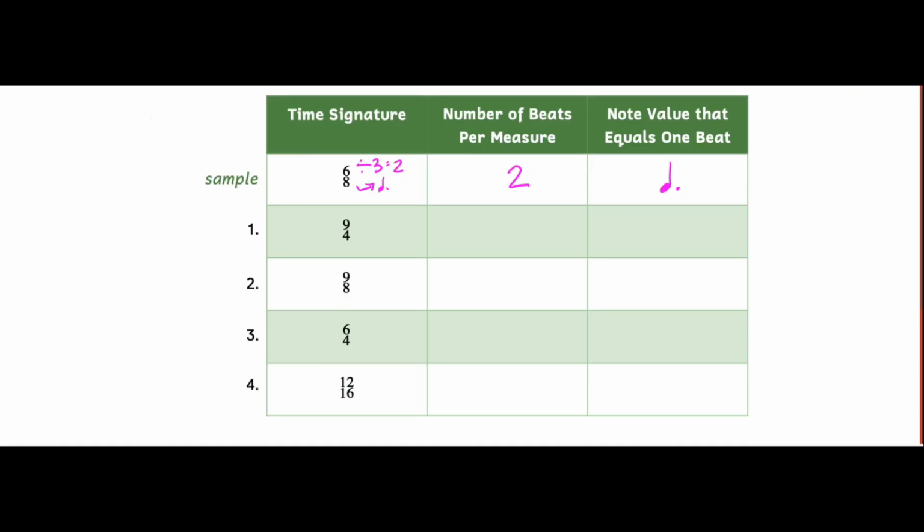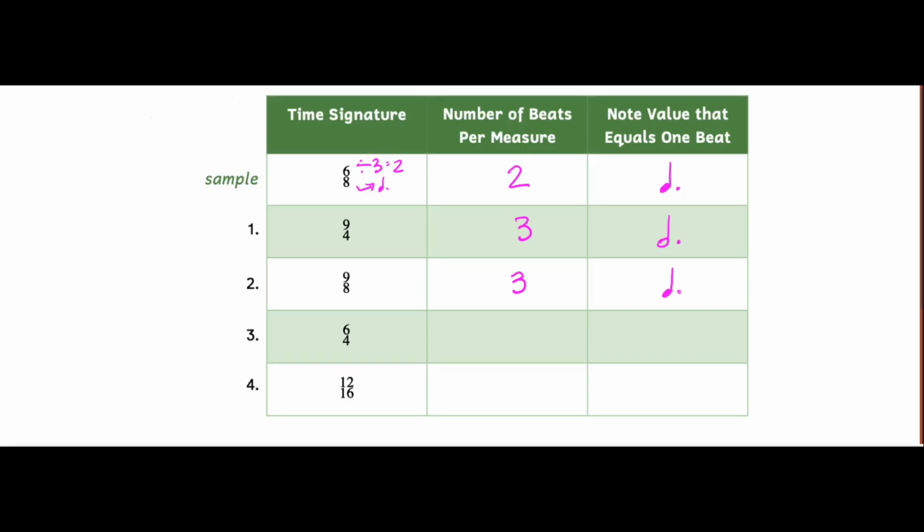Okay, number 1. How many beats per measure? 3. Why? Because 9 divided by 3 is 3. What note value equals 1 beat? A dotted half. Why? Because the next note value higher than a quarter note is a half note, so we dot it, dotted half note. Number 2, 3 beats per measure. What note value gets 1 beat? Dotted quarter.